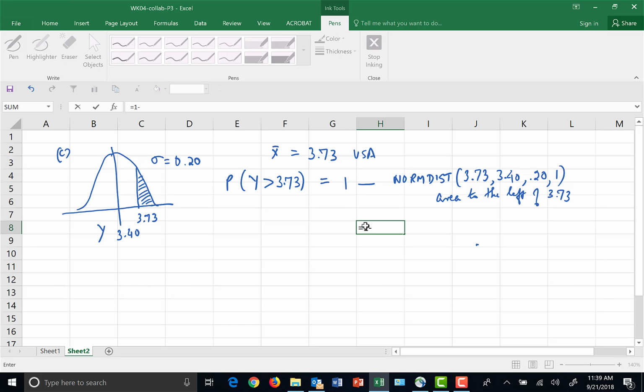Do 1 minus. Again, I'm using norm dist because I know my position on the x-axis and I want to compute a probability. So norm dist of 3.73, that's my location on the x-axis. $3.40 is the mean for Russian gas prices. The standard deviation is 20 cents, and that last parameter has to be 1. So the probability is only 5%. So there is a 5% probability that a randomly selected gas station in Russia will charge a higher price than the average price of gasoline in the United States. Okay, so those are the 3 parts to problem 20.